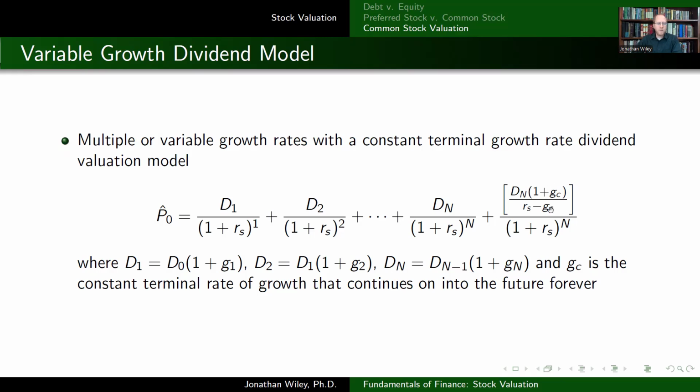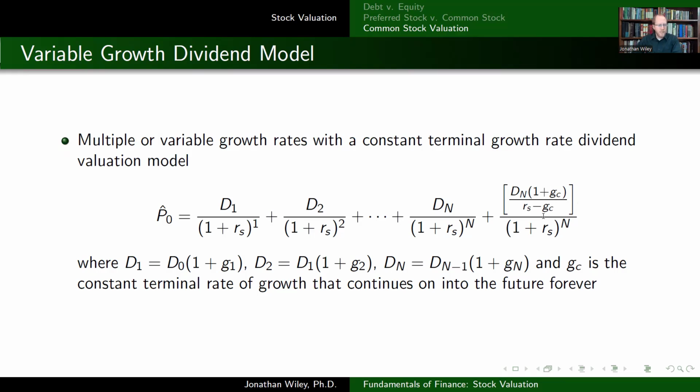So I take the value of all those dividends from year N plus 1 and beyond, and the value at point in time N. So this finds the present value of everything after N at point N. And then you divide it by 1 plus RS to the N. And that means that I now have found the value at time 0 of all of the dividends from N plus 1 and beyond for all eternity.